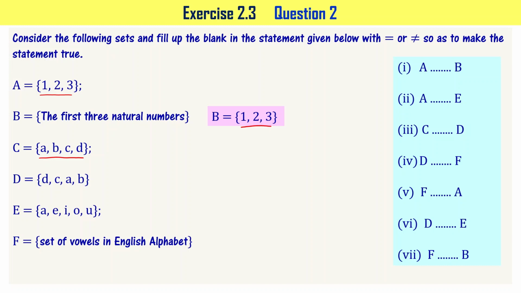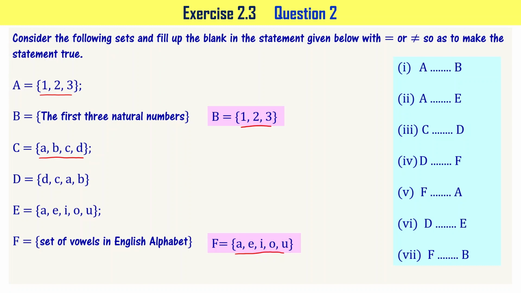Set E is the set containing elements A, E, I, O, U. Set F is the set of vowels in English alphabet. We know that set of vowels in English alphabet are A, E, I, O, U, right? That's why I'm writing set F as set containing elements A, E, I, O, U. Now let's go to the question and see.